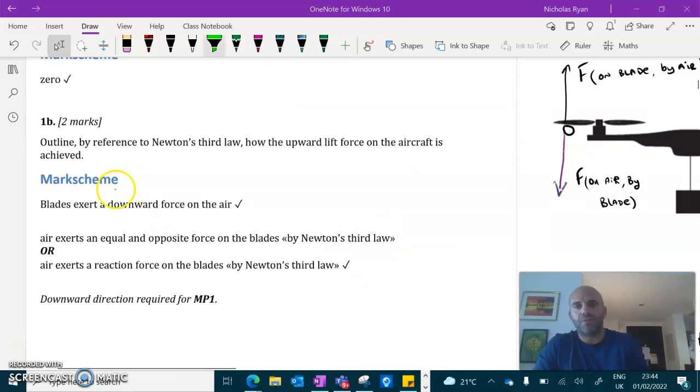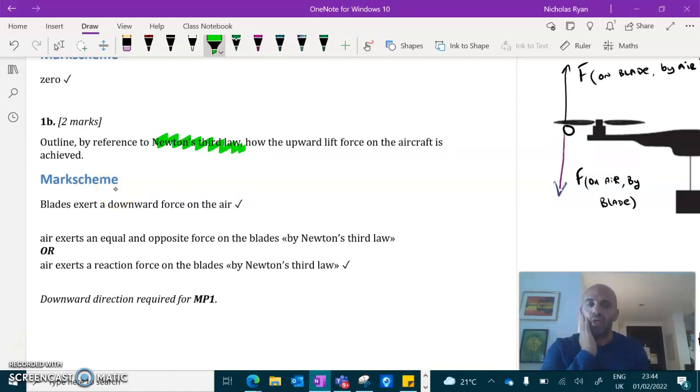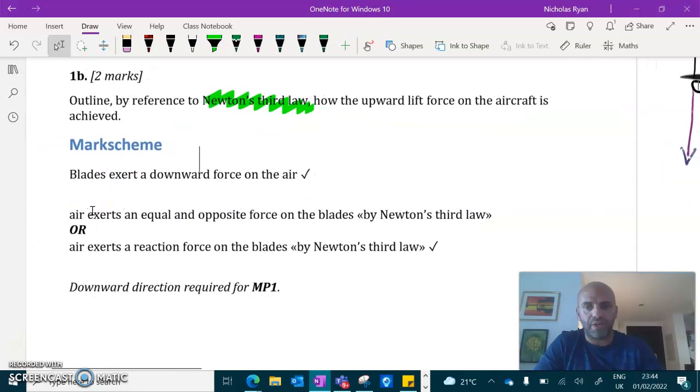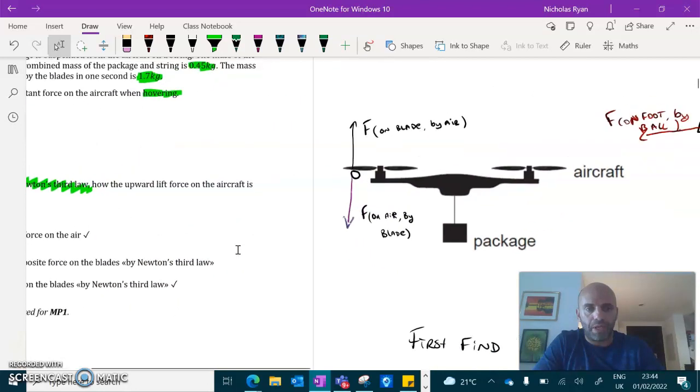Okay, on to part B then. Outline, by reference to Newton's third law, how the upward lift force on the aircraft is achieved. Okay, if you look at the mark scheme here, it says blades exert force downwards on the air. Air exerts an equal and opposite force on the blades by Newton's third law, or air exerts a reaction force on the blades by Newton's third law. Any of those will do.